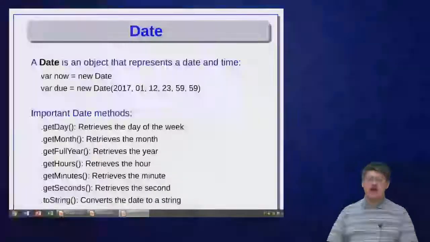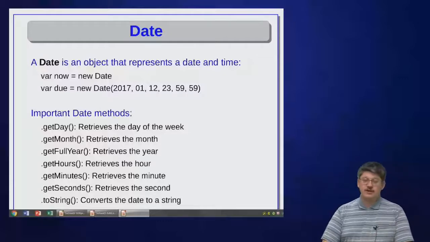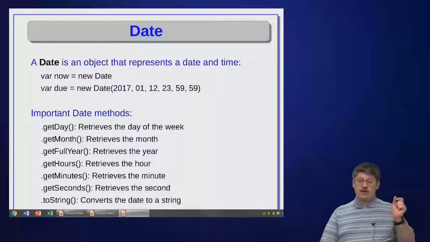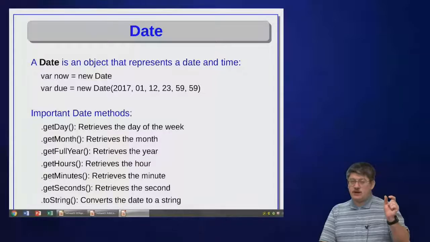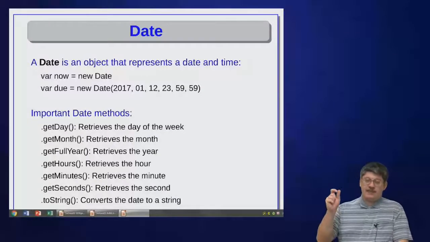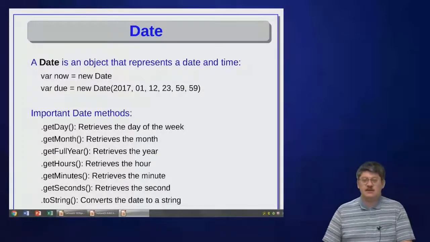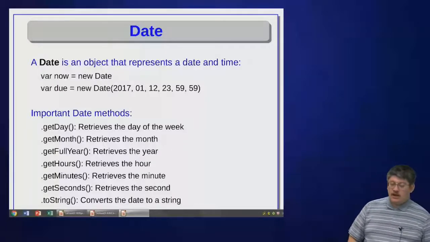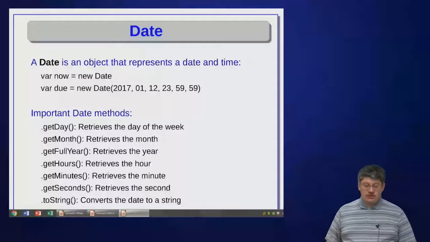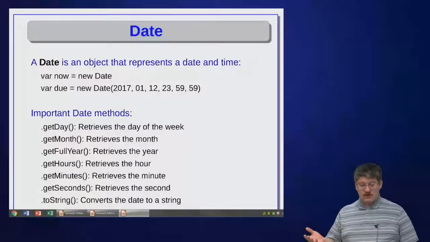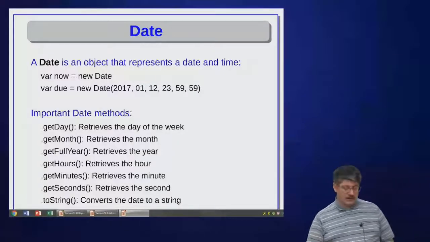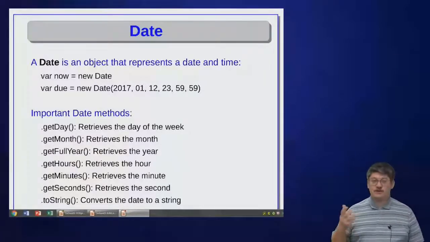You can also create a date object for a different time. You can say var do gets new date, and in parentheses, we can pass in some values to that constructor function. So we can say make a new date for the year 2017 in January on the 12th. And the time should be 23:59:59. So 1 second before midnight on January 12th. Date also provides a bunch of methods that we can use. We can get the day, we can get the month, we can get the year, the hours, minutes, seconds. We can also convert the entire thing to a string, which is useful for printing it out. There's a bunch of others, too, that you can look up.